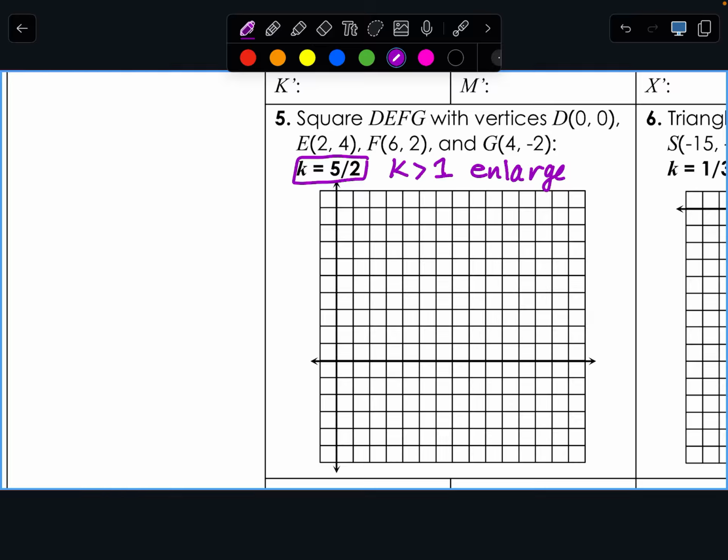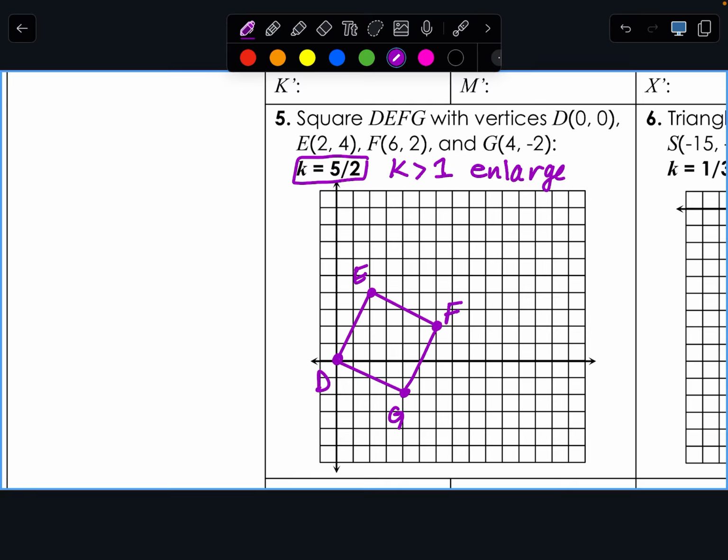So we're going to graph our original square. So we have 0, 0. We have 2, 4. That's E. 6, 2. That's F. And 4, negative 2. That's G. So there's my original shape. There's my pre-image.